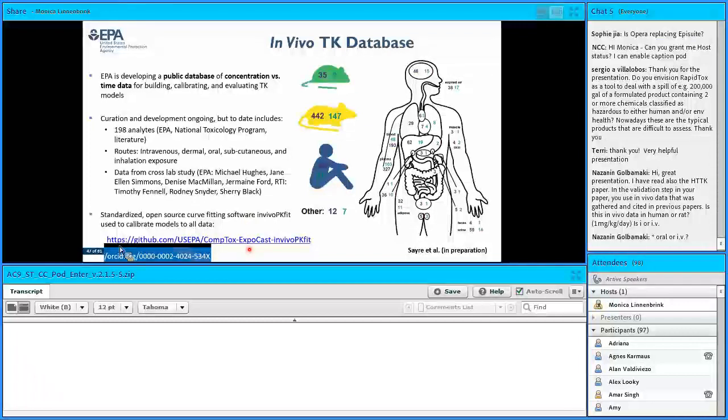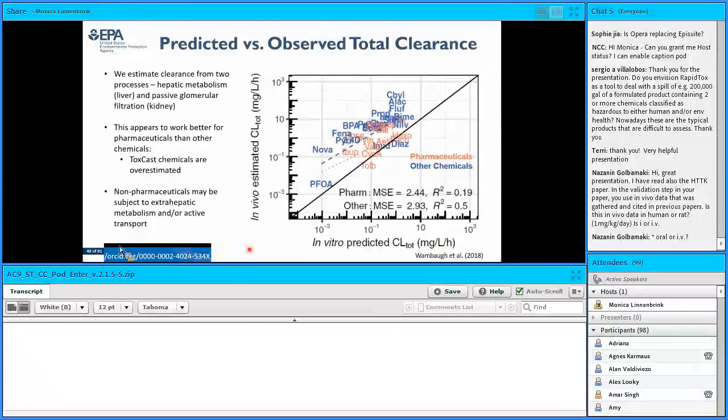We developed a curve fitting package that will fit all of those concentration versus time data courses using a standardized statistical tool, so that we can give you volumes of distribution all fit in the same way for all those chemicals. We can give you other properties of the chemicals all fit that way. That's also available on GitHub. So what can we see if we look at predicted versus observed?